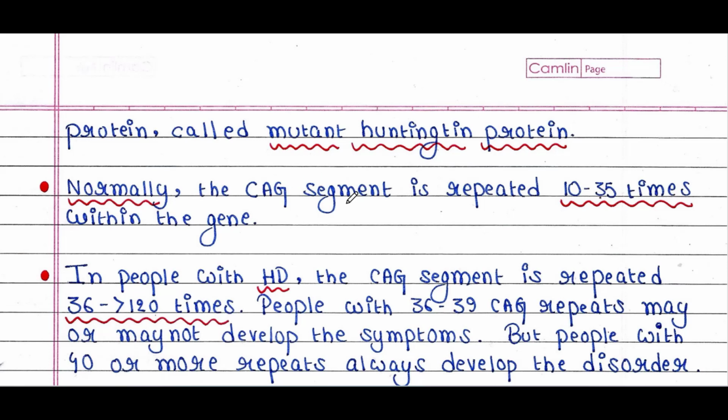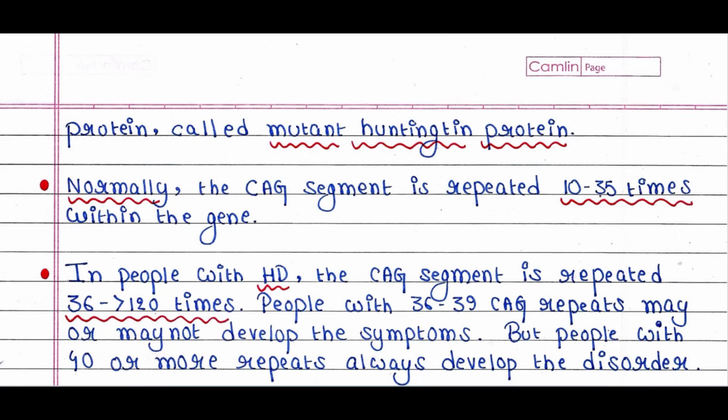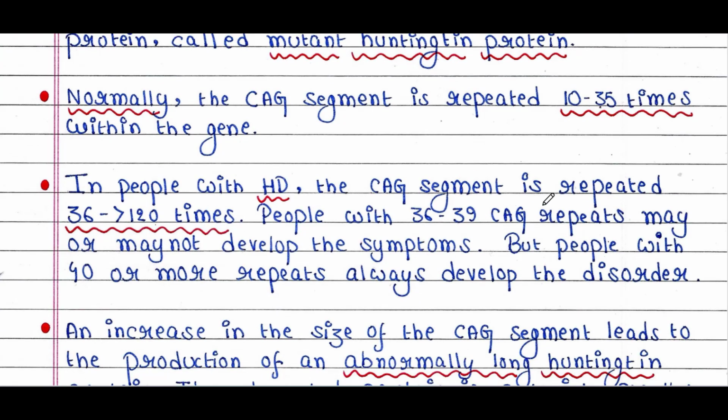Normally, the CAG segment is repeated 10 to 35 times within the gene. This is in the normal case. Now, in people with HD, the CAG segment is repeated 36 to more than 120 times. People with 36 to 39 CAG repeats may or may not develop the symptoms, but people with 40 or more repeats always develop the disorder.